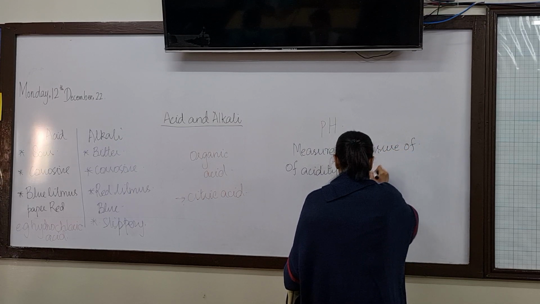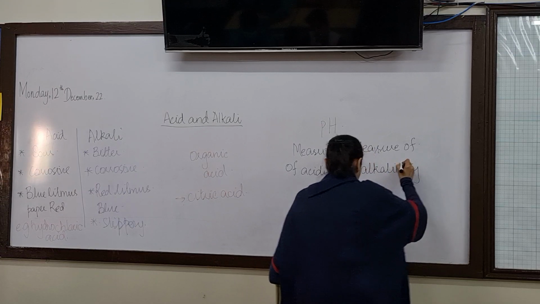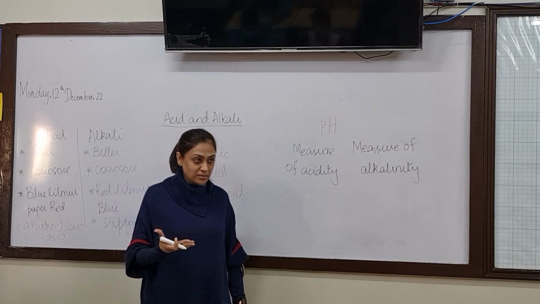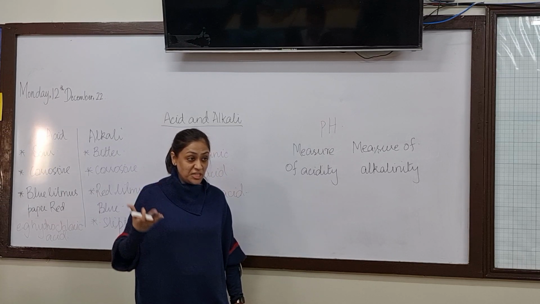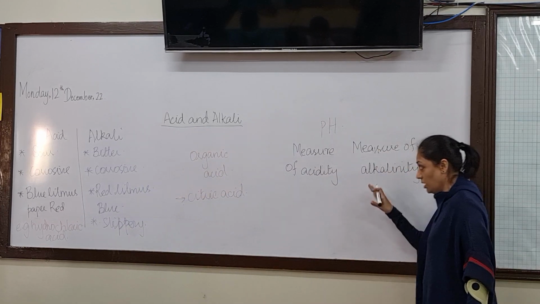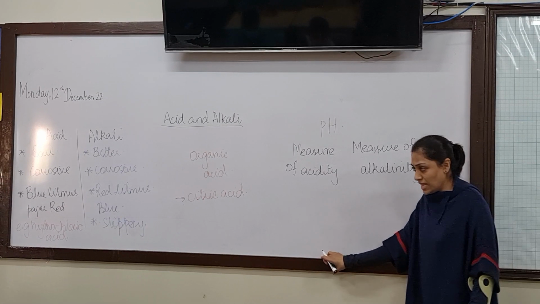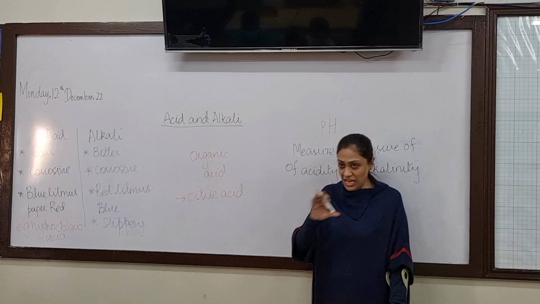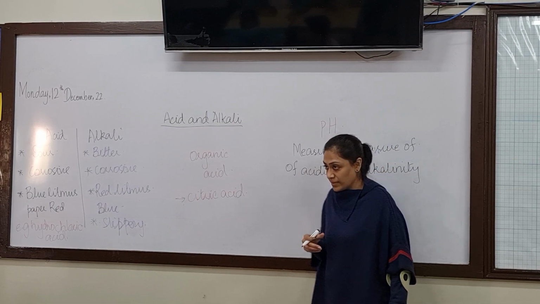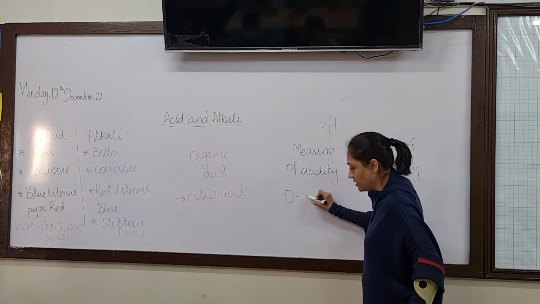Now if I am saying that it is a measure of acidity, alkalinity, what does it mean? It seems like it is kind of a number, right? When we have to measure something, it is always a numerical value. So pH value, that is, pH of acidic solutions. Can someone tell me from where its value starts? Yes, Musa. For acid, 0 to 7. 0 to 7, 6.